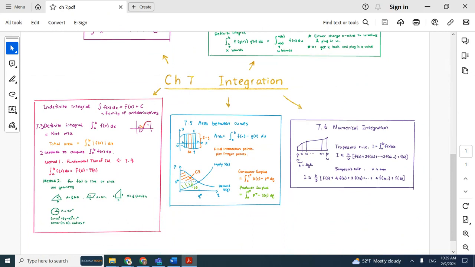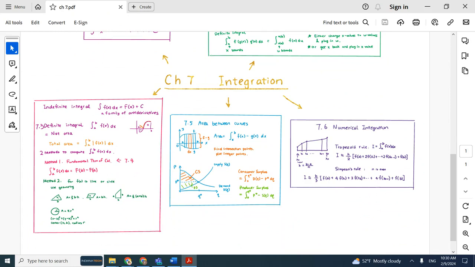It's the family of antiderivatives. And then the definite integrals with the bounds, the limits of integration. This is going to be the net area of the function. Net area: if the area is above the x-axis, it's going to be positive. If the area is below the x-axis, it's going to be negative, right? And the total area is the integral of the absolute value of f. This will put the area below the x-axis on top. So all the areas are now positive, so they won't cancel out with each other.